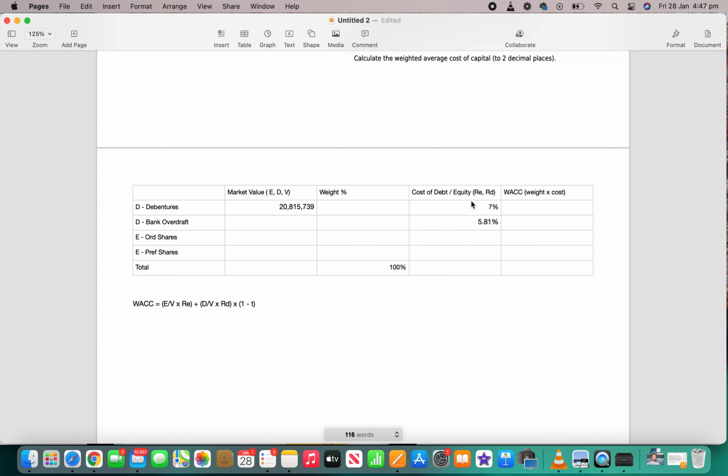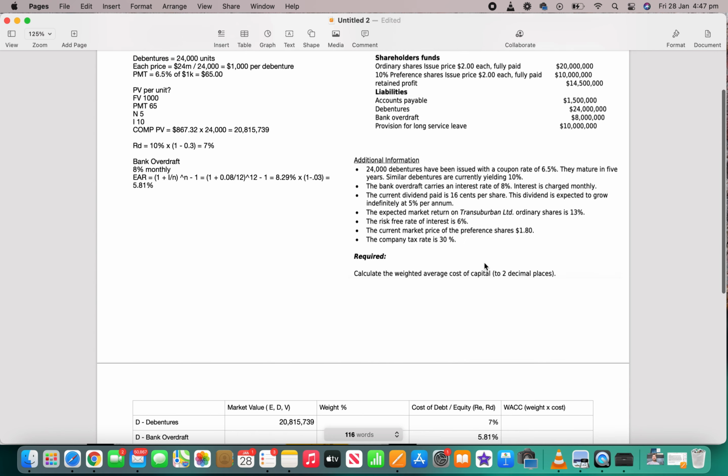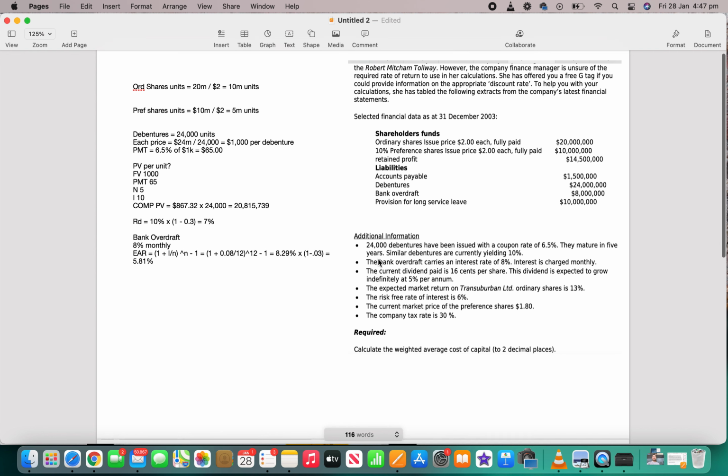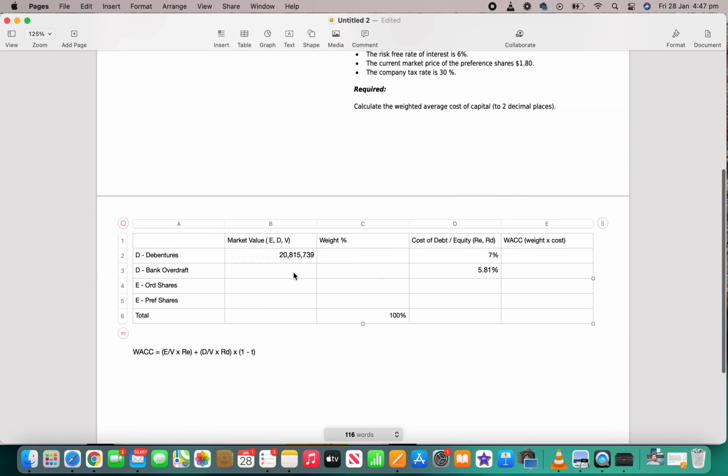So our market value and our cost of debt or equity section is where our big calculations come into play. Now, in the additional information, there's nothing else saying that the present value of the bank overdrafts change. So pretty easy there. We can just use the 8 million we have there. So let's just input 8 million. All right, so that's our debt side done. Now we need to move on and do our shares.